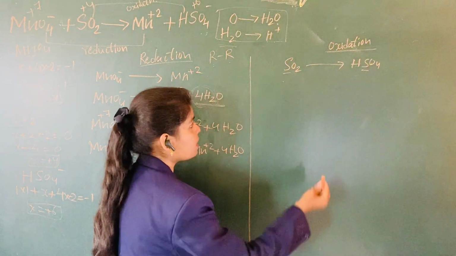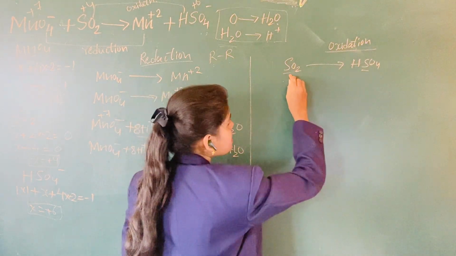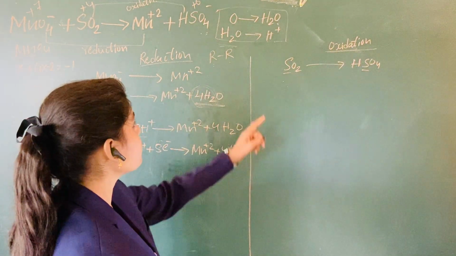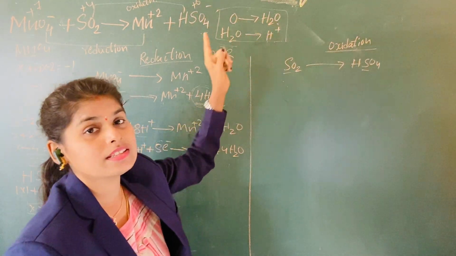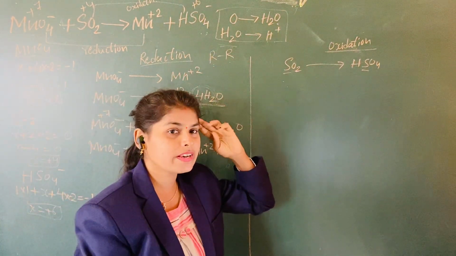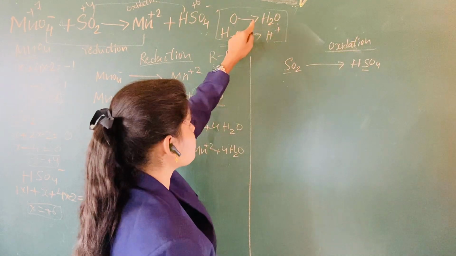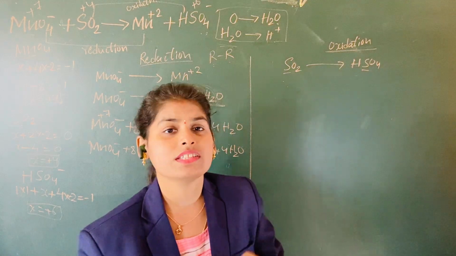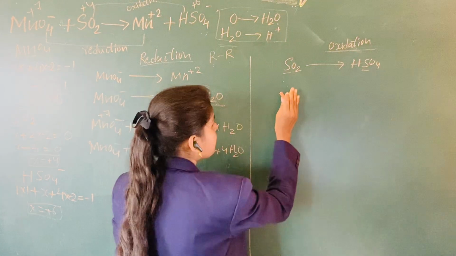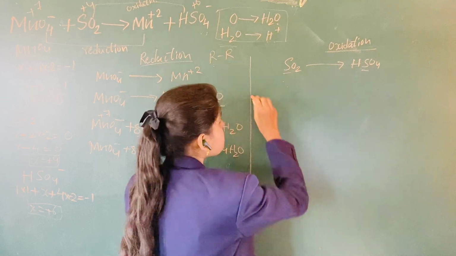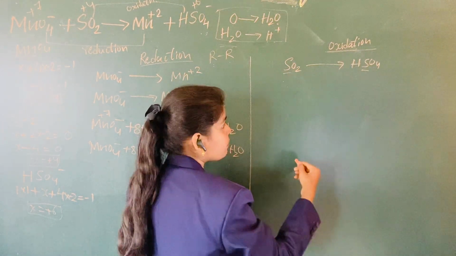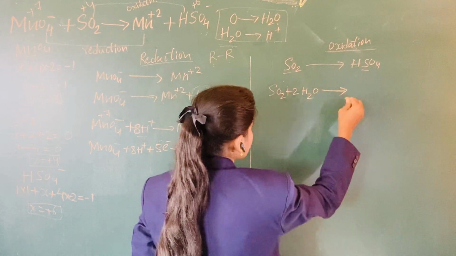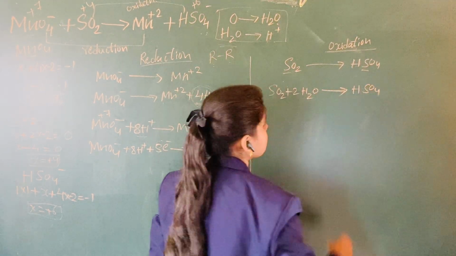To balance oxygen, look at the reactant side: we have 2 oxygens. In the product side, we have 4 oxygens. So what do we have to add? We have to add H2O in the acidic medium. Remember, this is very important: to balance oxygen, add H2O on the side where the oxygens are fewer. Here in the reactant side we have 2 oxygens less, so I will add 2 H2O. The equation becomes SO2 plus 2H2O gives rise to HSO4.